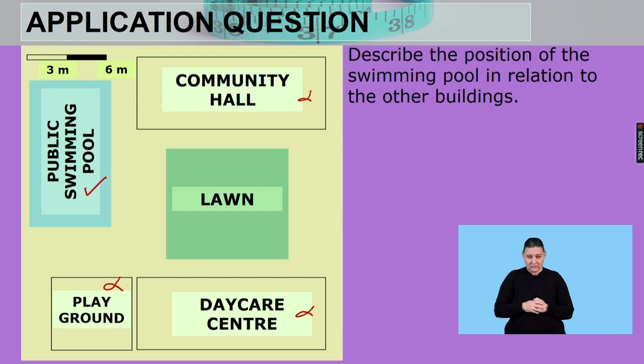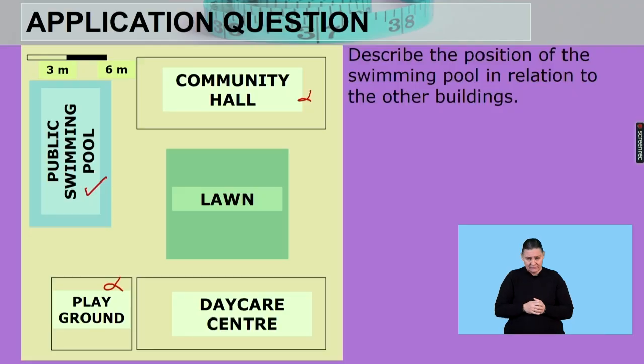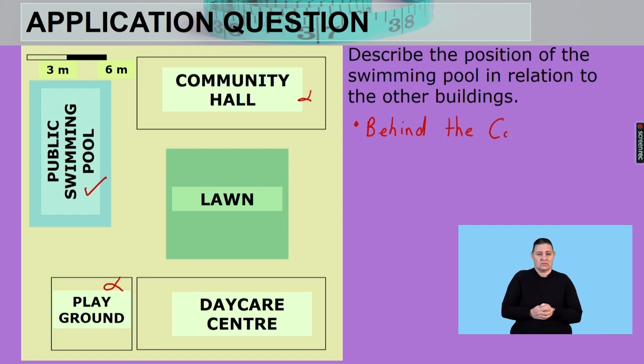Looking at that, I'm going to describe it in relation to those two buildings, the community hall and the playground, because the daycare center is a bit too far away, and then of course you've got lawn in the center. So let's see what we've got to do. Where is the swimming pool in relation to the community hall? It is behind the community hall. So the first thing I'm going to say is it is behind the community hall.